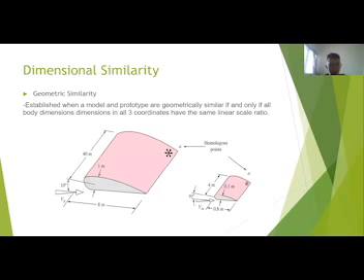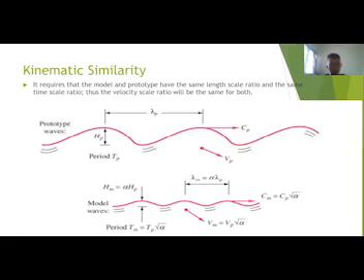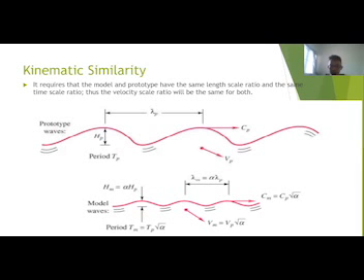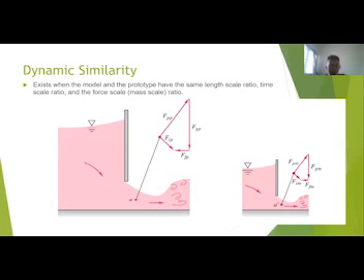For dimensional similarity, there are 3 types of dimensional similarities which are geometric similarity, kinematic similarity, and dynamic similarity. Geometric similarity is only established when the model and prototype are geometrically similar, if and only if all body dimensions in all 3 coordinates have the same linear scale ratio. Kinematic similarity requires that the model and prototype have the same length scale ratio and the same time scale ratio. Thus, the velocity scale ratio will be the same for both. And last but not least, dynamic similarity exists only when the model and prototype have the same length scale ratio, time scale ratio, and force scale ratio.